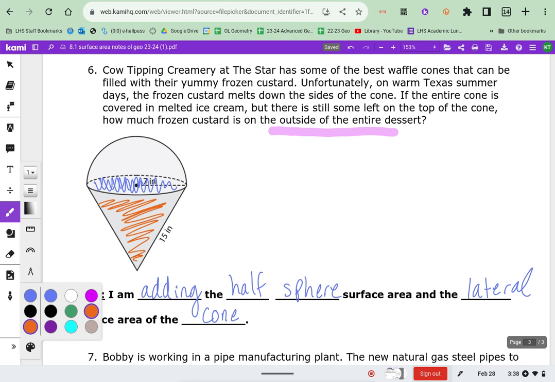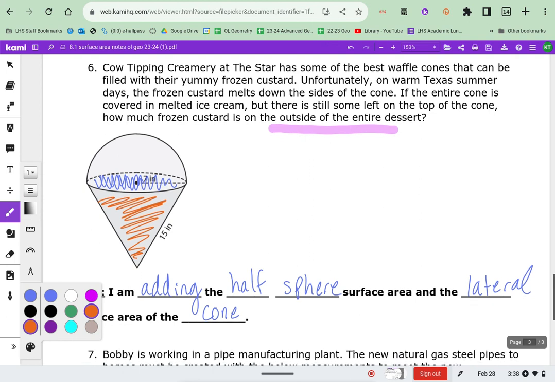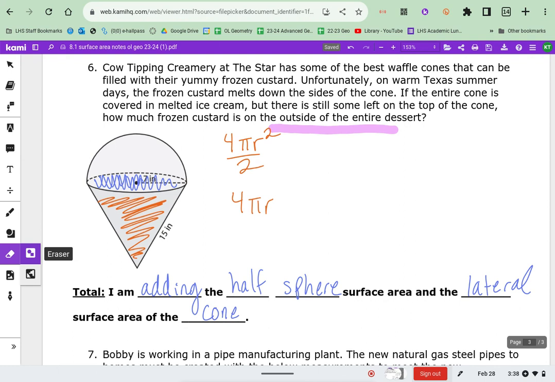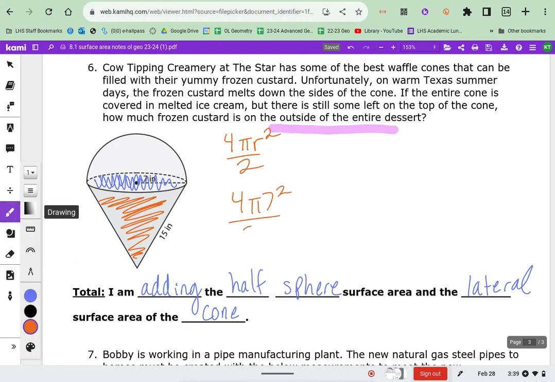So let's do the sphere first, and then we'll do the lateral cone, and then we'll combine. So the formula for a sphere is 4 pi r squared. And we only want half of it, so I'm just going to divide that by 2 because we only want half of a sphere. So what's the radius of the sphere? 7. So 4 pi 7 squared divided by 2.